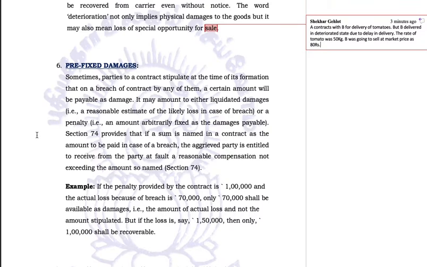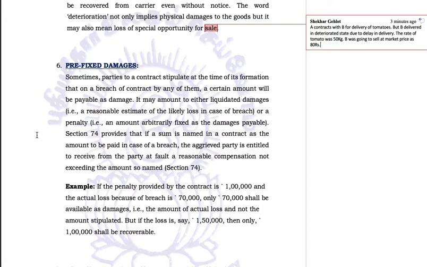Prefixed damages, which are previously fixed. Sometimes parties to a contract stipulate at the time of its formation that on a breach of contract by any one of them a certain amount will be payable as damages. It may amount to either liquidated damages as a reasonable estimate of likely loss in the case of a breach, or a penalty, an amount arbitrarily fixed as the damages payable. Section 74 provides that if a sum is named in a contract as the amount to be paid in case of a breach, the aggrieved party is entitled to receive from the party at fault a reasonable compensation not exceeding the amount so named.